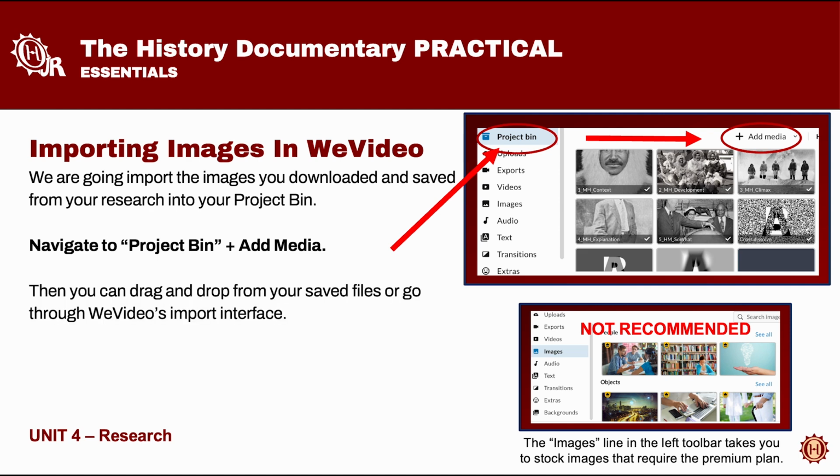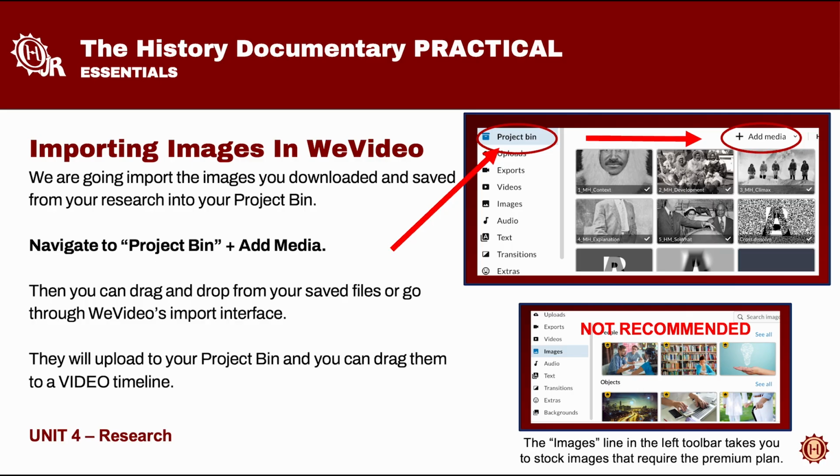Then you can drag and drop from your saved files, or you can go through the WeVideo import interface. It'll allow you to import from file. This will upload to your project bin, and then from there you can just drag them down into your video timeline.